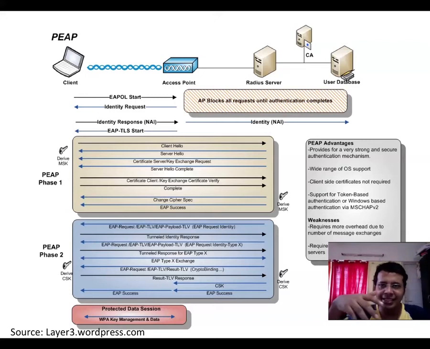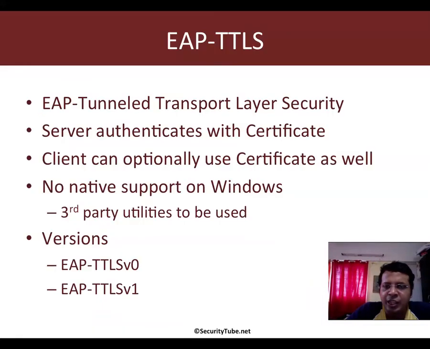If this succeeds, then the Radius server goes ahead and sends an EAP success to the access point, which in turn relays that to the client. And post that, you have the key negotiation, which happens using the original WPA stuff, which we've visited in previous videos. So we'll come to the weaknesses, etc. when we do the actual demo.